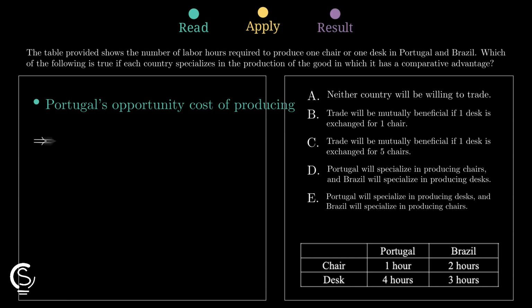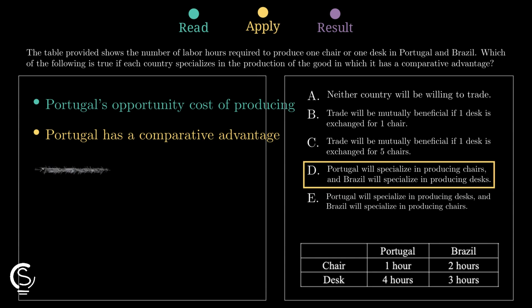Since Portugal loses fewer chairs per desk, they should make chairs. Brazil should make desks. This makes option D the only correct choice.